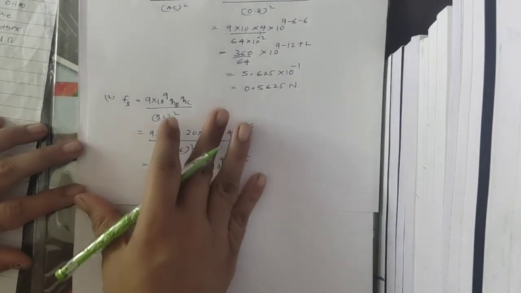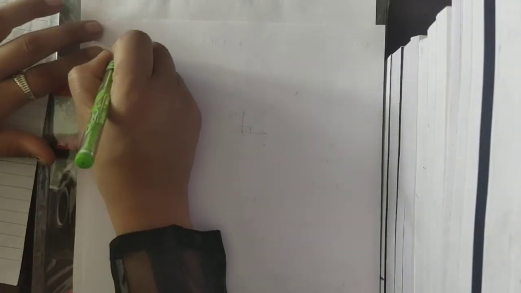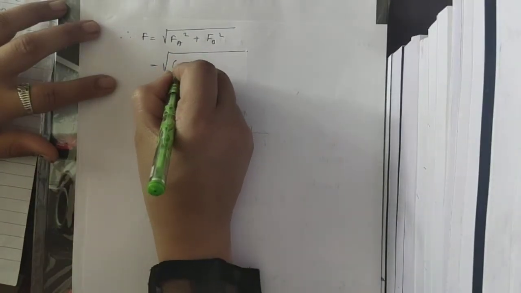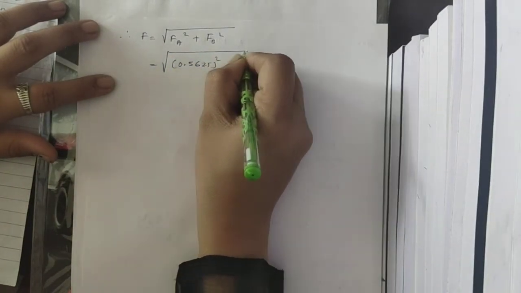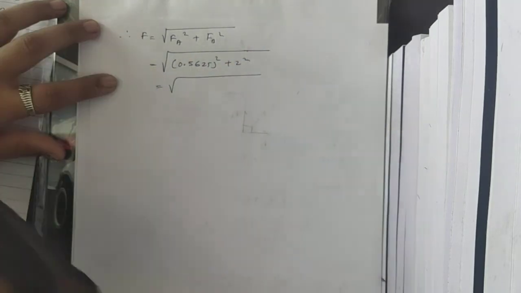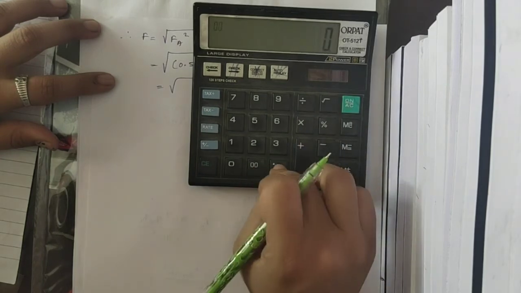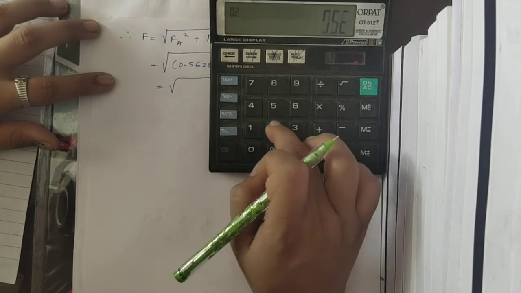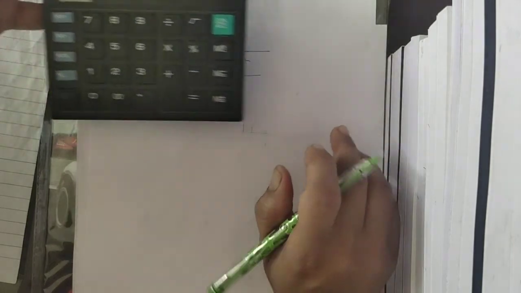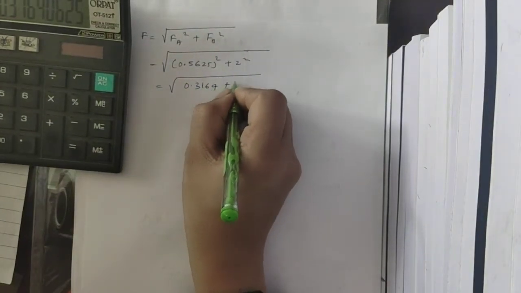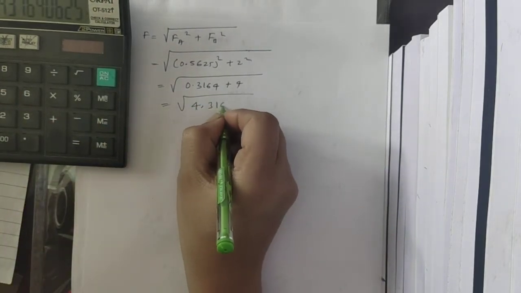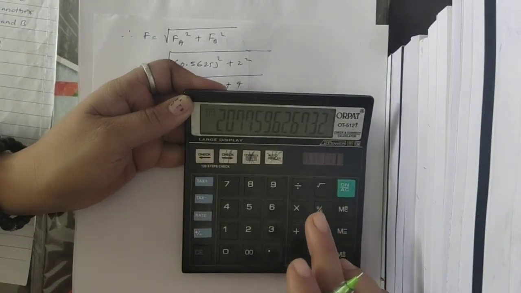So now we will find the resultant. Therefore, F equal to 0.5625 square into 0.5625, 0.3164, plus 4. So that will be 4.3164. Its square root is 2.077.